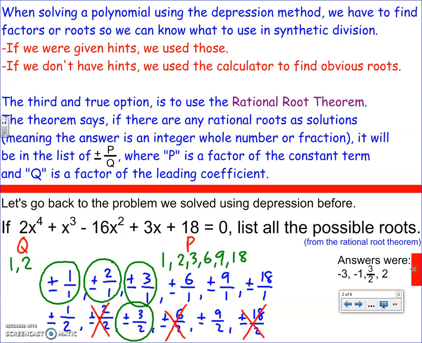There will be a question about this on your test and your final, so you must know how to do this. I'm not going to make you plug all of them in, but just build a list of possibilities. So every factor of p divided by every factor of q, make sure you have a plus or minus sign in front of them. All right.